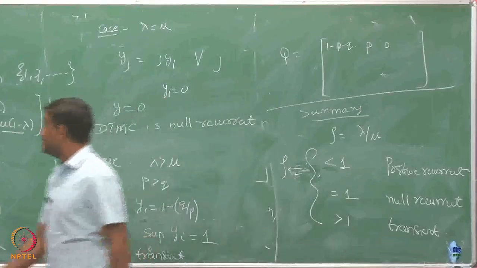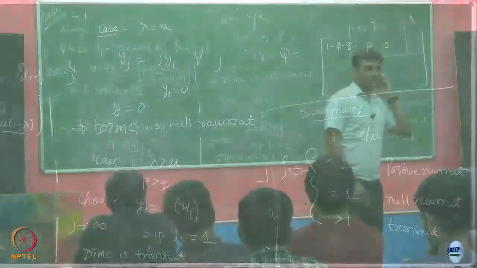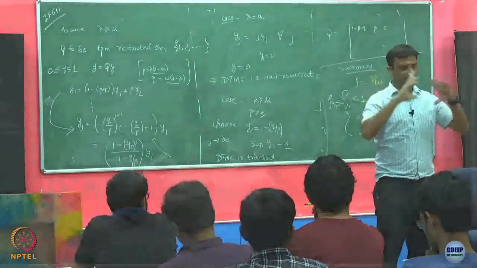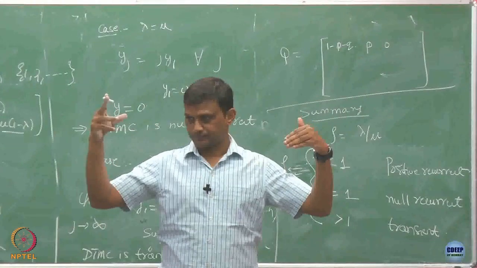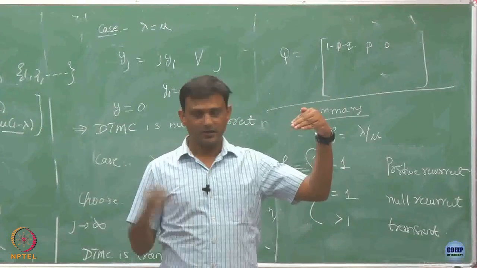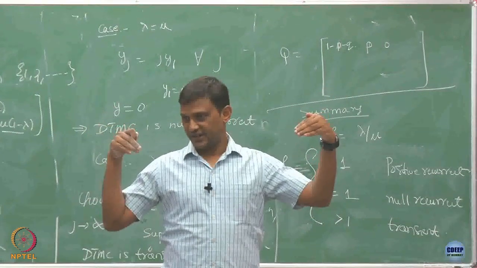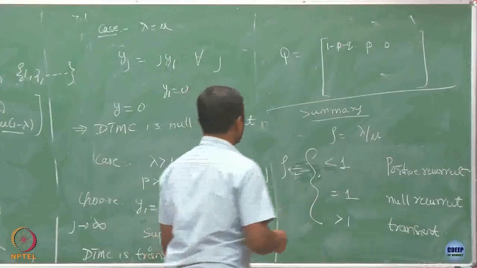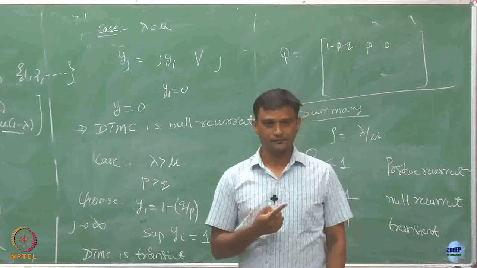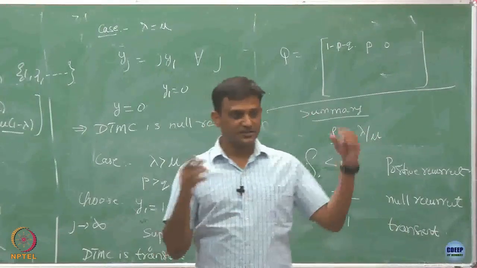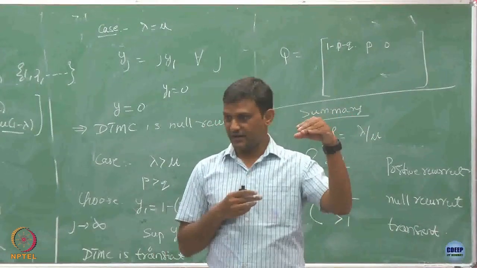Okay. Now coming back to our queue example, we had a queue where customers are joining and they are getting served. Lambda is like the arrival rate and mu is like my service rate, right? So we can think of this ratio lambda by mu as kind of a load factor. How much load I am putting into the system, right?